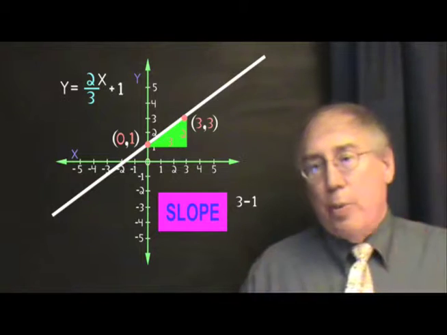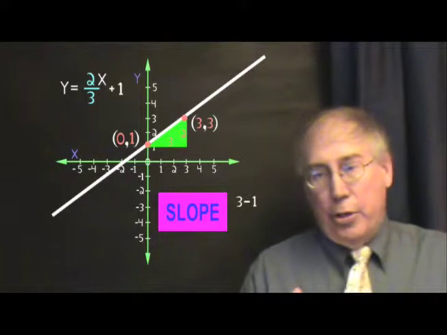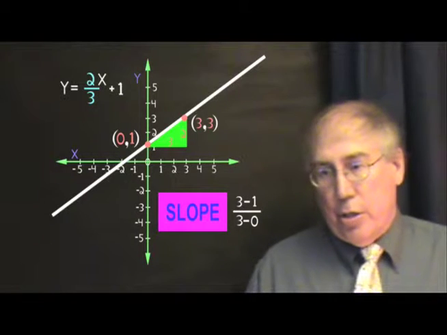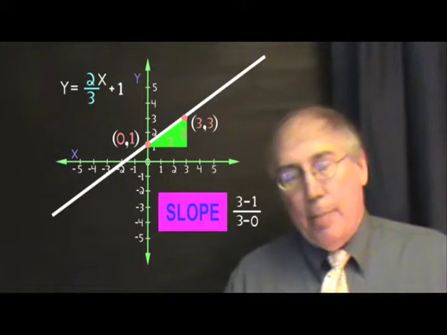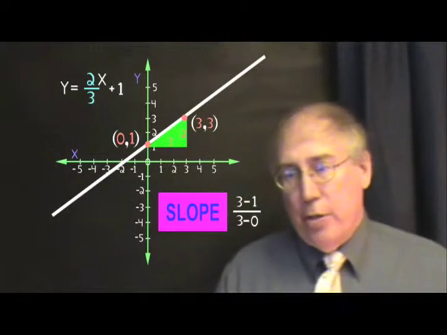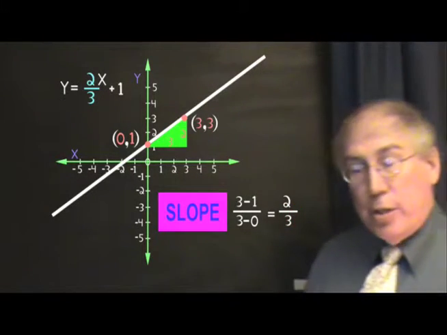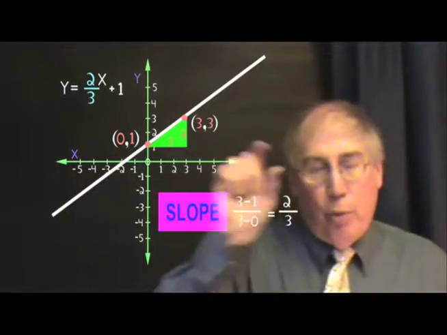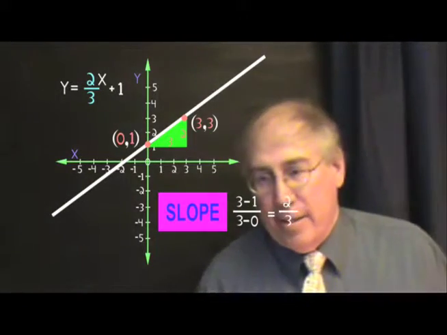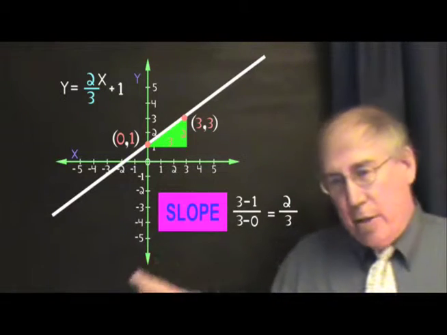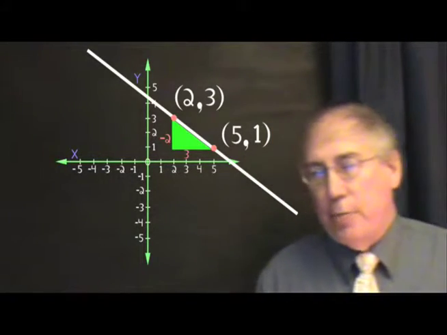Now, let's suppose that we want to do it mathematically. What we want to do is subtract the y values, which is 3 minus 1, and put that over the x values, which is 3 minus 0, and equals 2/3. And notice that matches up with our coefficient that's on x. And the line slopes in a positive direction.